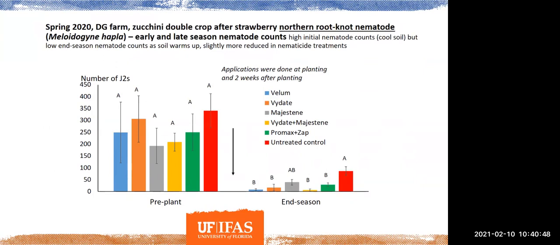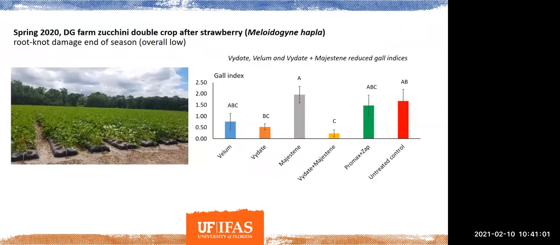So we had some different treatments, Velum, Vydate, Majestene. We had a combination. ProMax is another biological. And, you know, all the treatments in this case actually look pretty good. This is the gall ratings. We had a really good crop, so there's really no damage of this Hapla. And we did see some reduction with Velum Vydate and the Vydate plus Majestene in terms of galls.